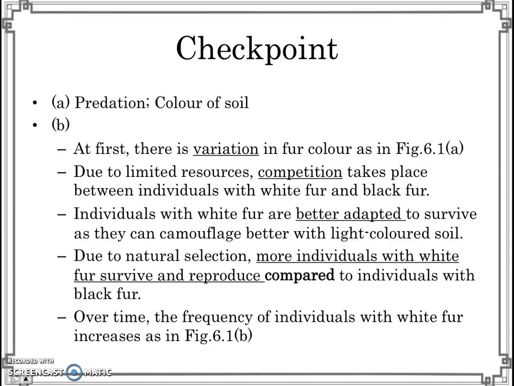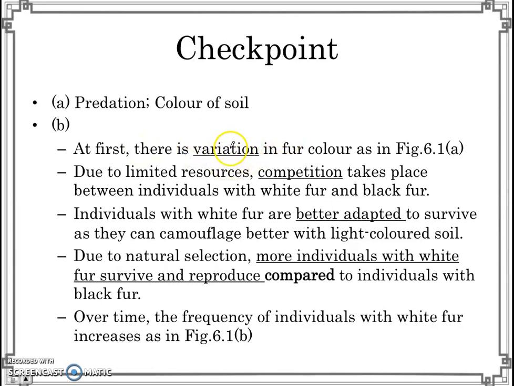Okay, so here's the answer. So what's the factor that results in natural selection? In this case, it will be your predation, your birds which eat the mice, and also the color of the soil, because that gives an advantage to some mice over the other. Right, how do you explain what happens? You need to talk about your main 4 points.